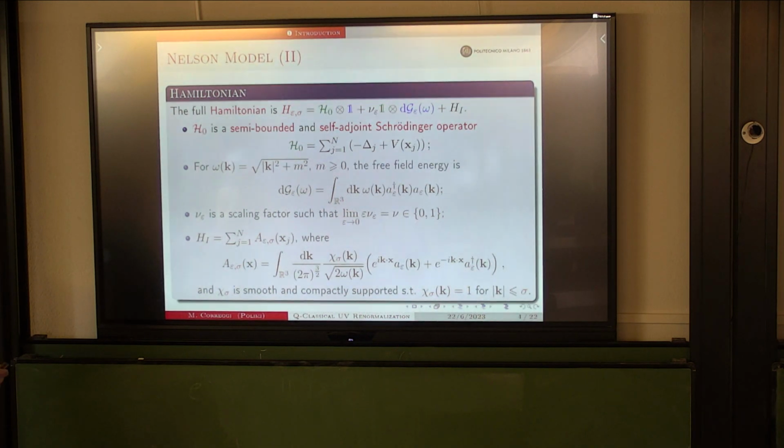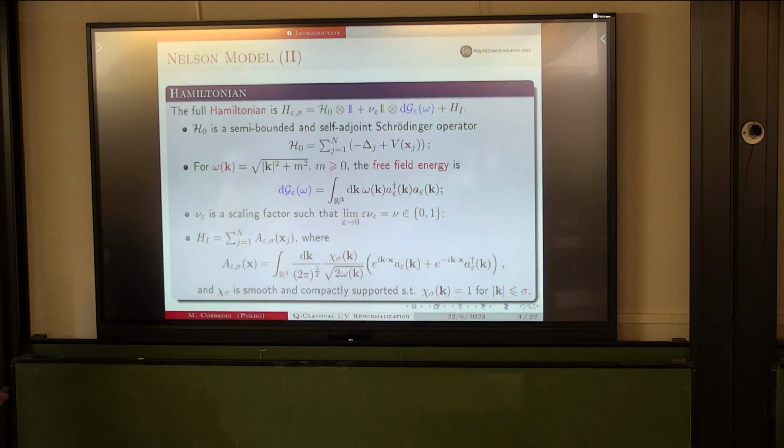The second part of the free Hamiltonian is the field part, and that's just the second quantization of a dispersion relation, which is the square root of k squared plus m squared. And m can even be zero, so we may also treat the massless case. Actually, I will mention this later, we can do it for the dynamics, not quite for the stationary problem.